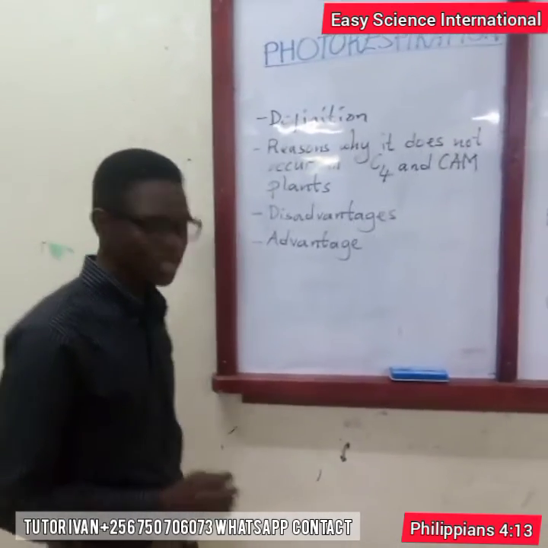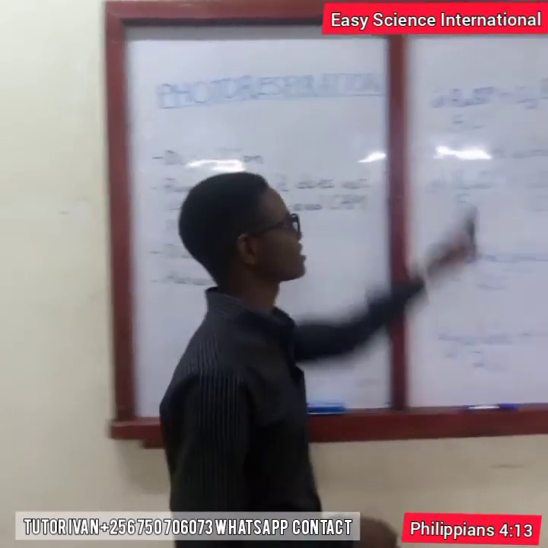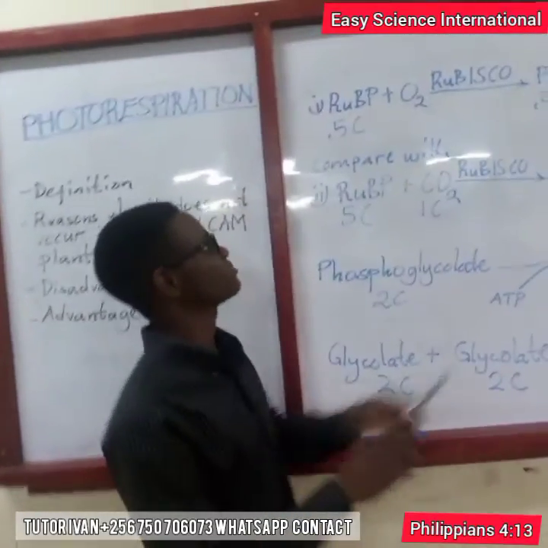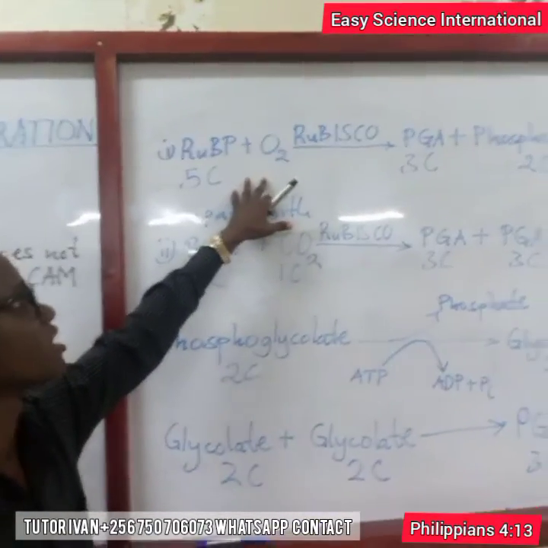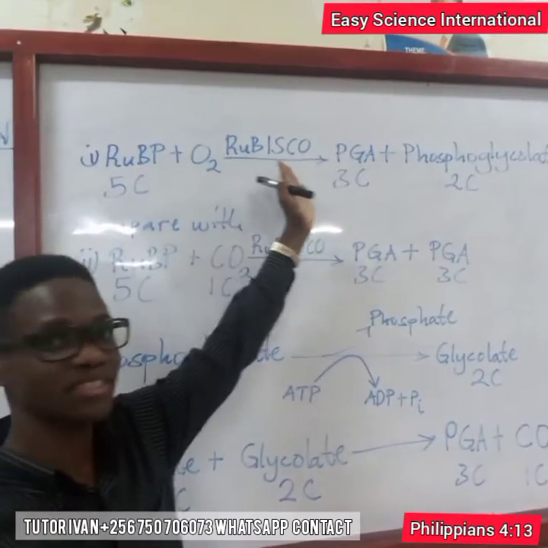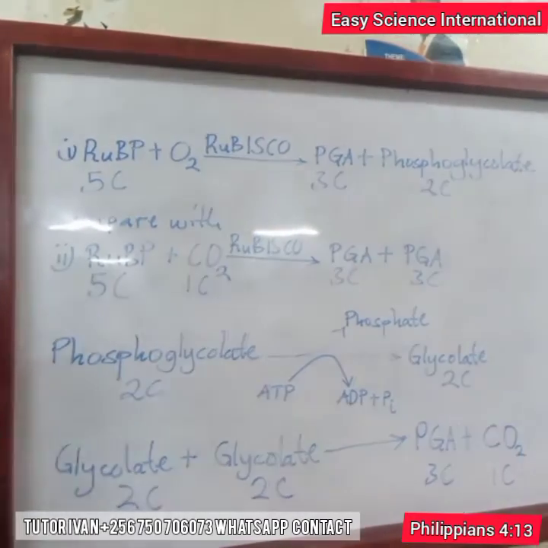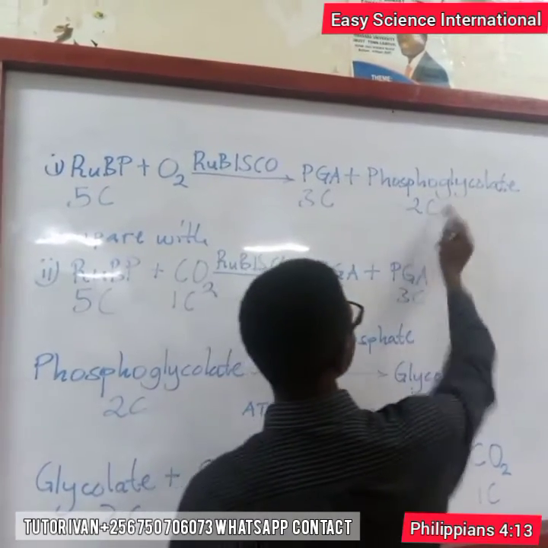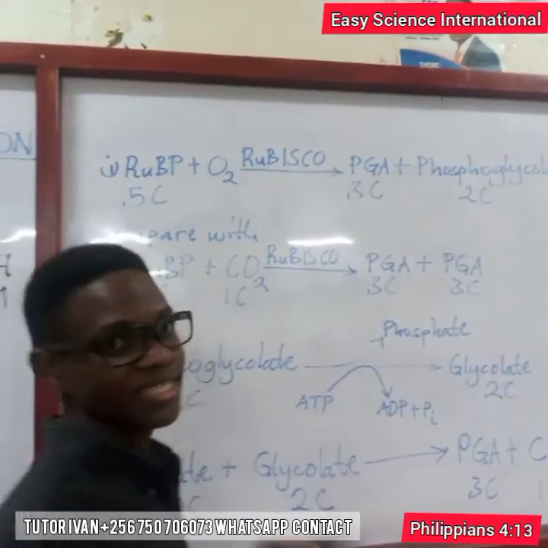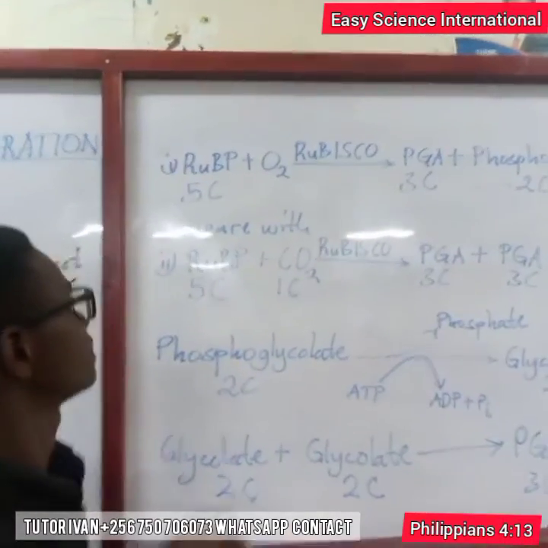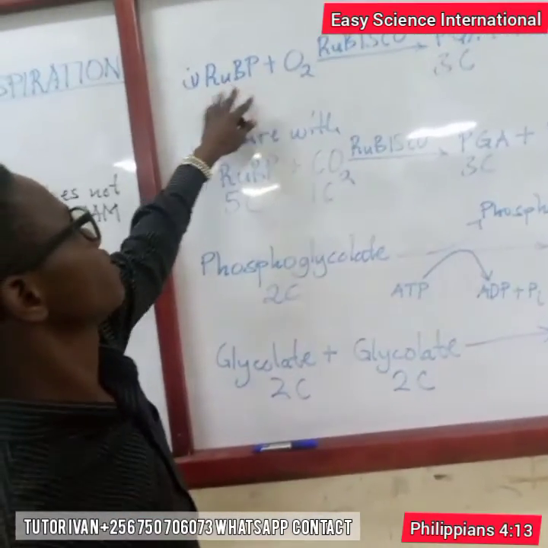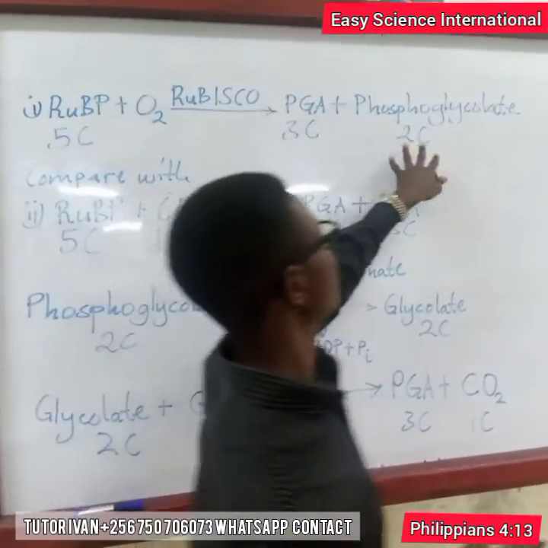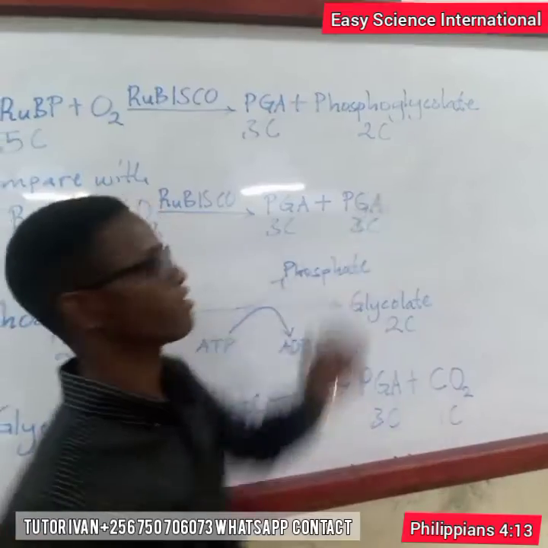Now, let us consider this equation where RuBP accepts oxygen, catalyzed by this enzyme Rubisco, to form for us one molecule of PGA and one molecule of phosphoglycolate. This is the process of photorespiration. Now, a 5-carbon RuBP molecule yields a 3-carbon PGA molecule and a 2-carbon phosphoglycolate molecule.